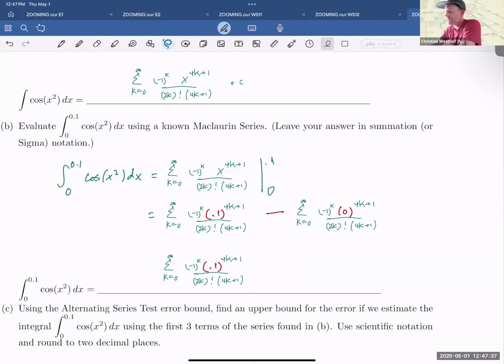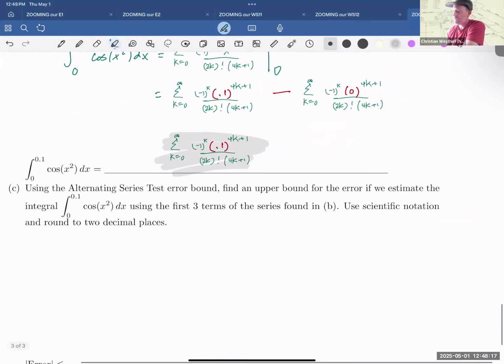And there you go. So what we're saying is that the area under the curve from 0 to 0.1, area under cosine x squared from 0 to 0.1, is equivalent to this converging alternating series. We know it converges because of the alternating series test. The a sub k is decreasing, it's limiting to 0. And so this converges. Whatever it converges to, that's the evaluation of that integral. We're not going to find out what it converges to. We're going to estimate what it converges to.